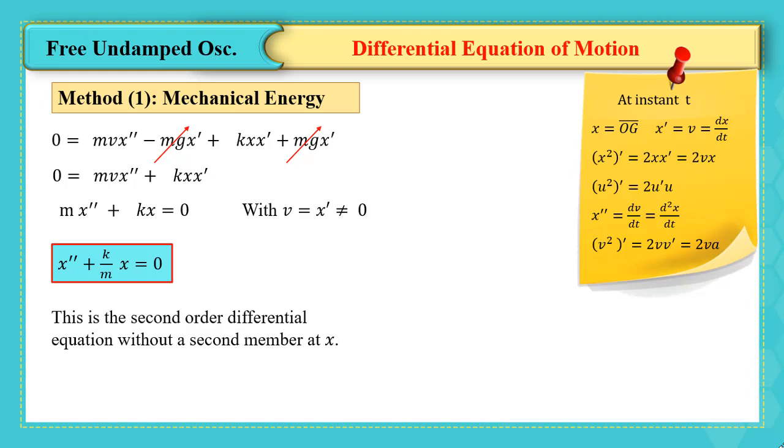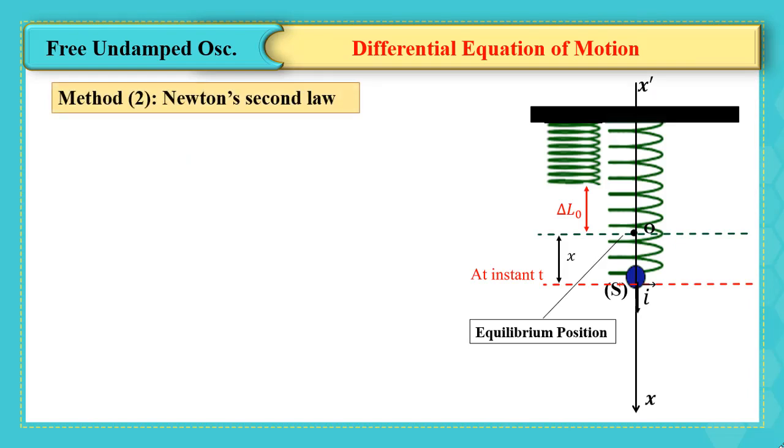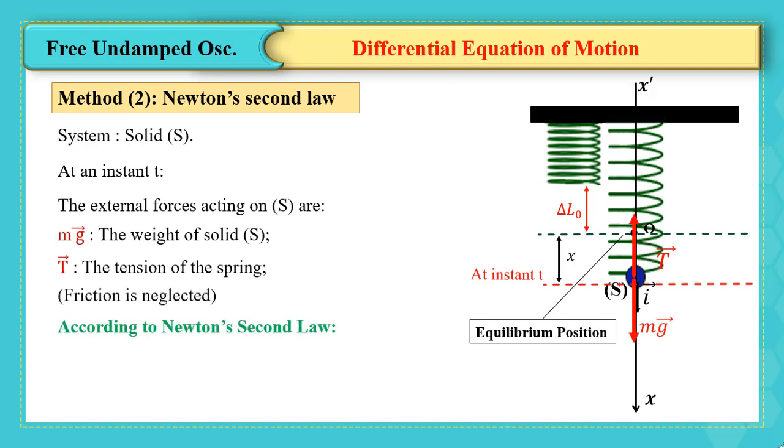Now, what is the second method? It is Newton's second law. And as usual, whenever we want to use Newton's second law, we should define the system. And here it is, a solid S. The external forces acting on S are its weight, mg, and the tension T, where friction is neglected. So according to Newton's second law, we have sum of forces equals m a vector. Then we write mg vector plus tension T vector equals m a vector.